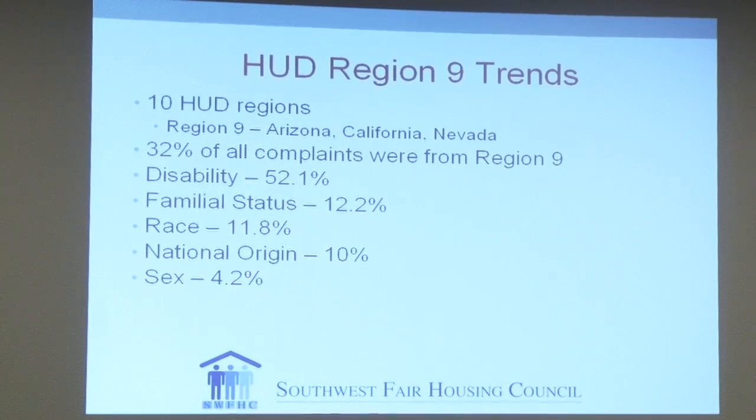And you can see 52% of the complaints out of Region 9 were disability, which dwarfs the other categories. Familial status at 12%, race at about 12%, national origin at 10%, and sex at 4.2%. So what this statistic shows is that disability is far and away what we deal with the most, and when we file complaints or when complaints are filed in Region 9, that's what we're seeing.